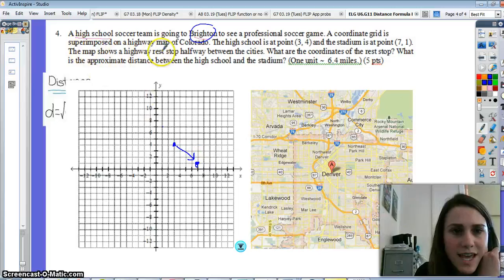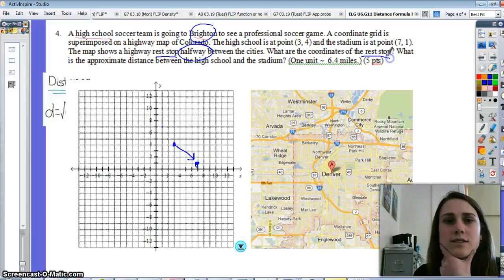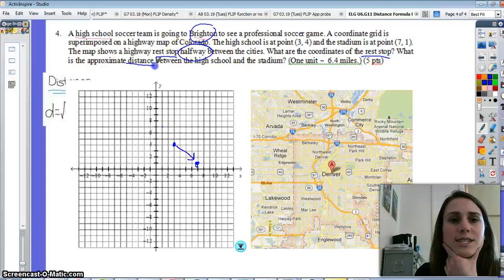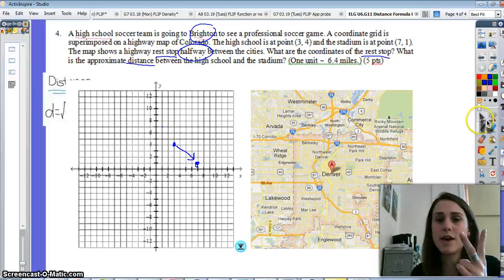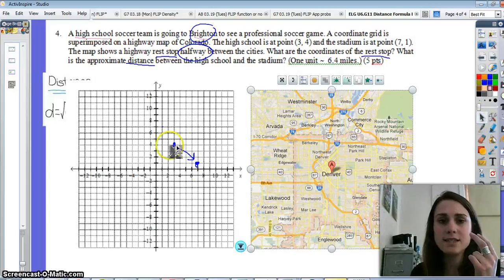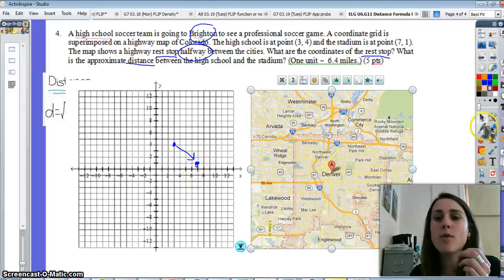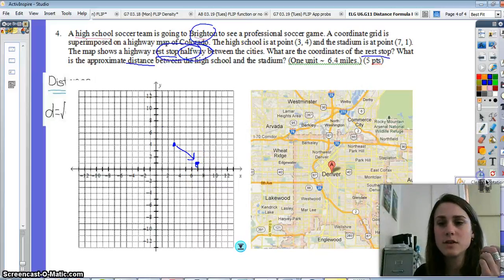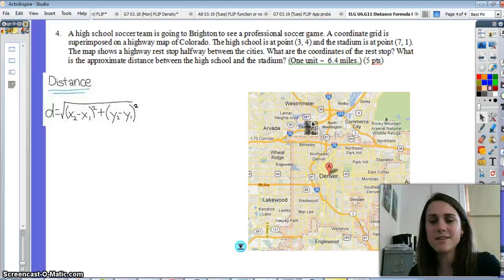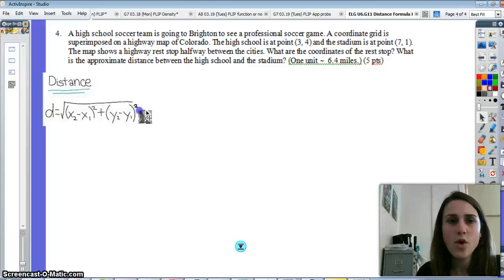The map shows a highway rest stop halfway between these cities. What are the coordinates of the rest stop? And what is the approximate distance between the high school and the stadium? So 2 things I'm being asked to find. Number 1, the distance between these 2 points. And number 2, the midpoint of these 2 points. That's where the rest stop is. So I'm going to clear this stuff. We're not given that coordinate grid.